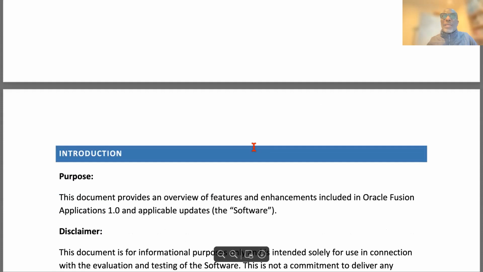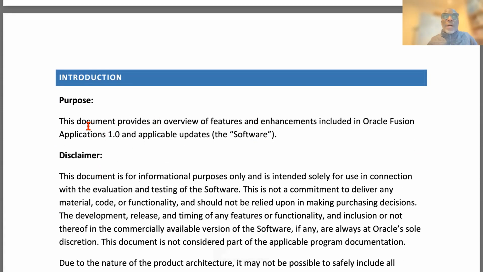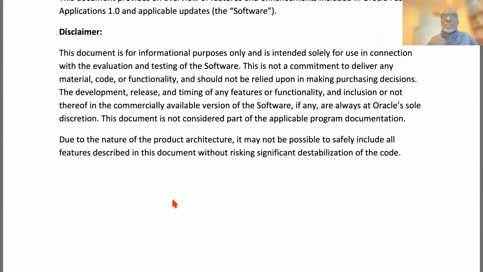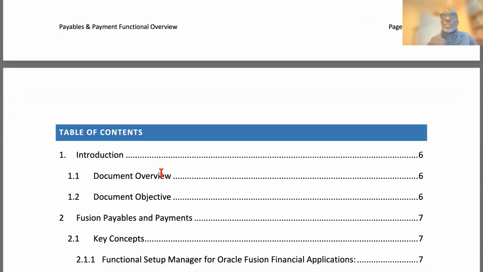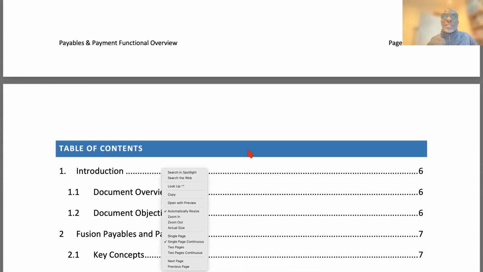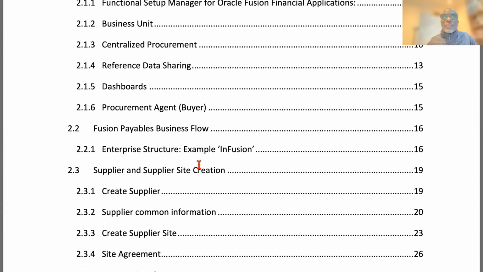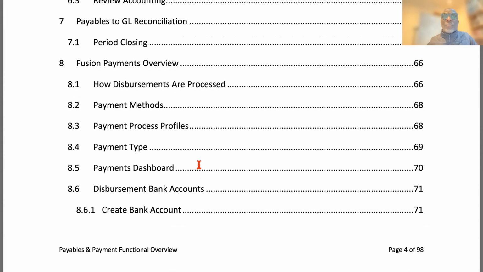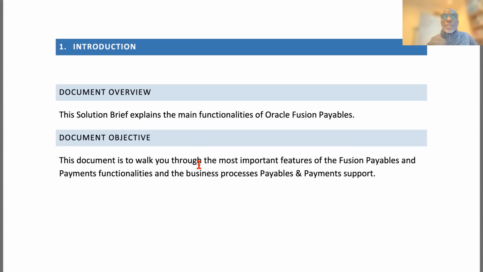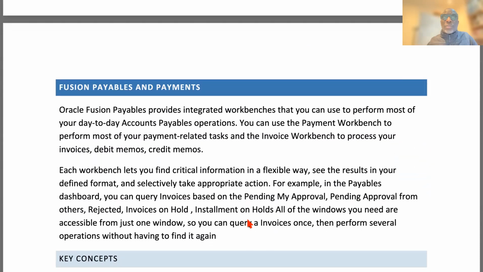Let's look at payables and payments as an example. So purpose of the document, or disclaimer there, that's the usual. And then 98 pages of these functional specs. Now, what you have here is a generic training document, really. So it's a solution brief that describes the main functionalities of Fusion Payables, and it will walk you through the most important features, and then takes you into the functionality.